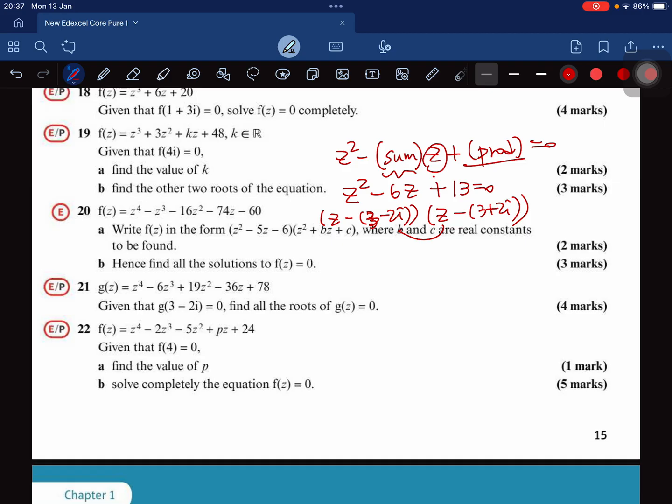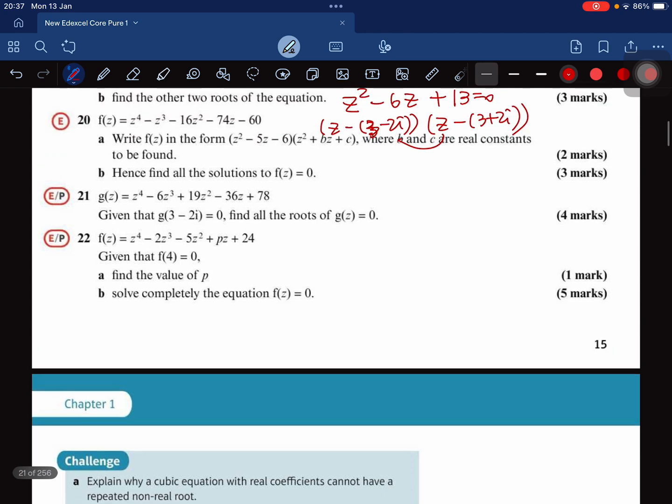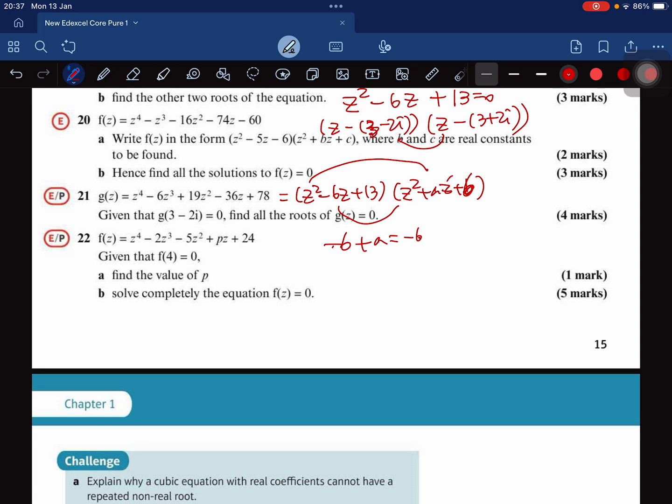So now find all solutions. So number 21. Just now we found one of the quadratic factors, z squared minus 6z plus 13, and z squared plus az plus b, let's say, where b is 6 because of 78. Or actually you can do the long division. It's all up to you. Nothing is so difficult here. So the cube term is negative 6 plus a, which should be negative 6. So a is not there. So this is the factorized form like this.